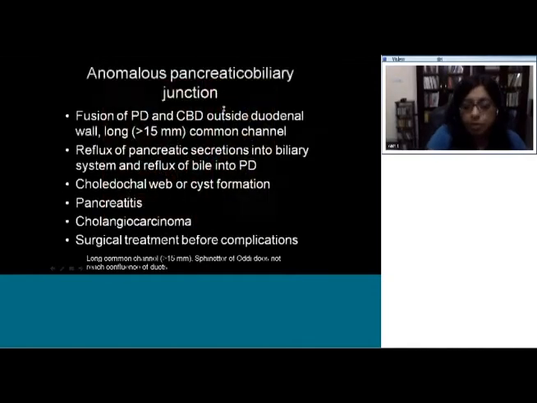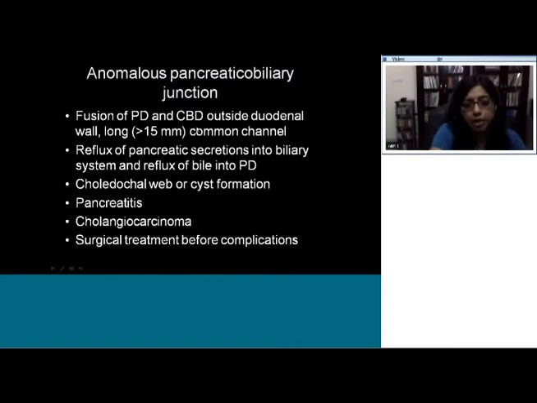This is when there's fusion of the pancreatic duct and the common bile duct outside the duodenal wall. So the common channel is longer than 15 millimeters. This predisposes to reflux of pancreatic secretions into the biliary system as well as bile into the pancreatic duct, and it can lead to formation of choledochal cyst, choledochal web, pancreatitis, and over a period of time it can predispose to cholangiocarcinoma, which is why surgical treatment is sometimes suggested before these complications set in.